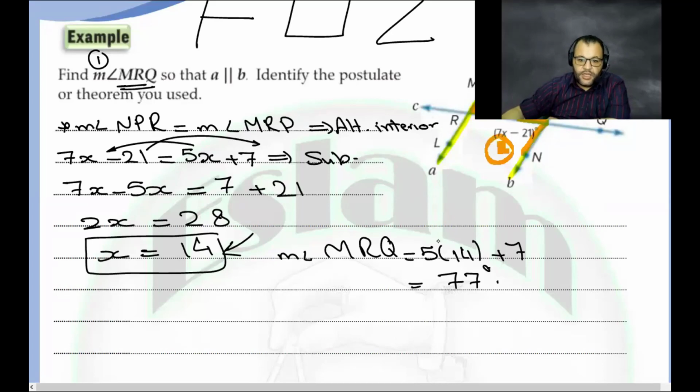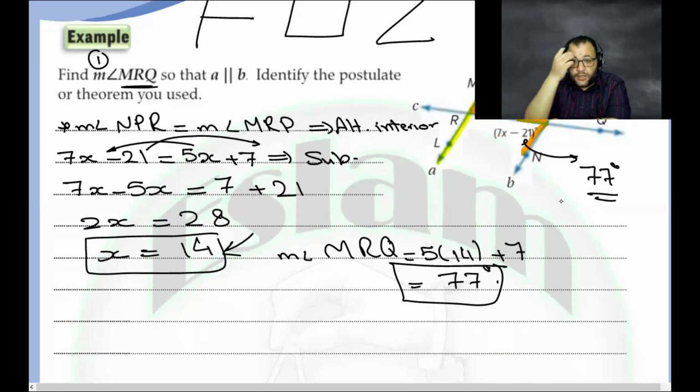Why the second equation? I need to find MRQ. Oh, okay, MRQ is equal to 77. Even if I need to find the other one, they are equal. So this one also will be 77 because they are alternate interior.